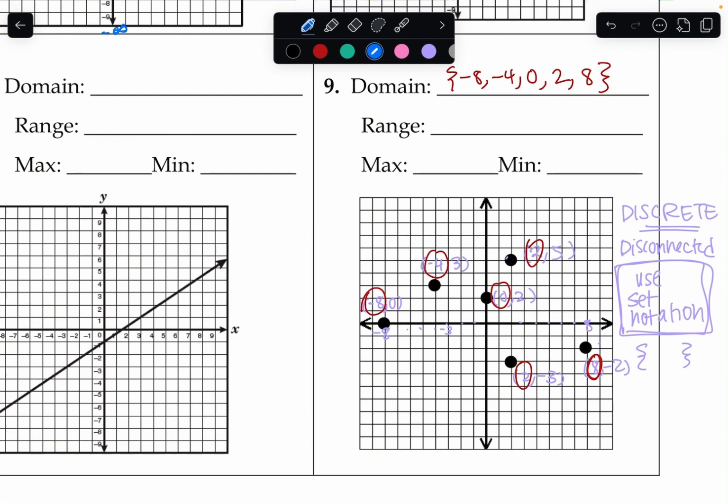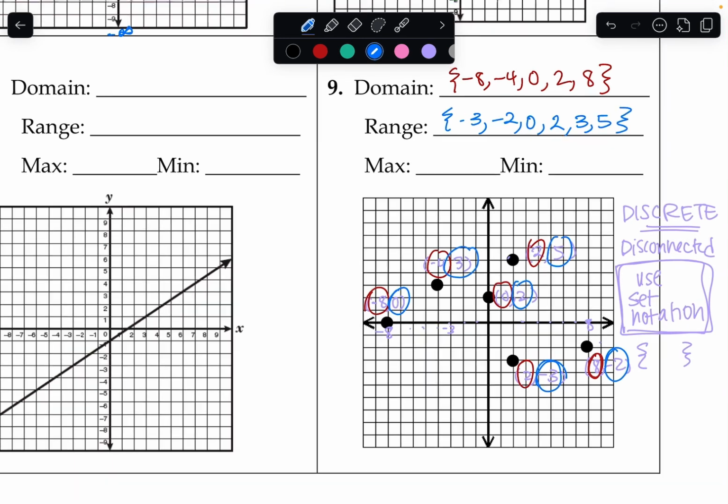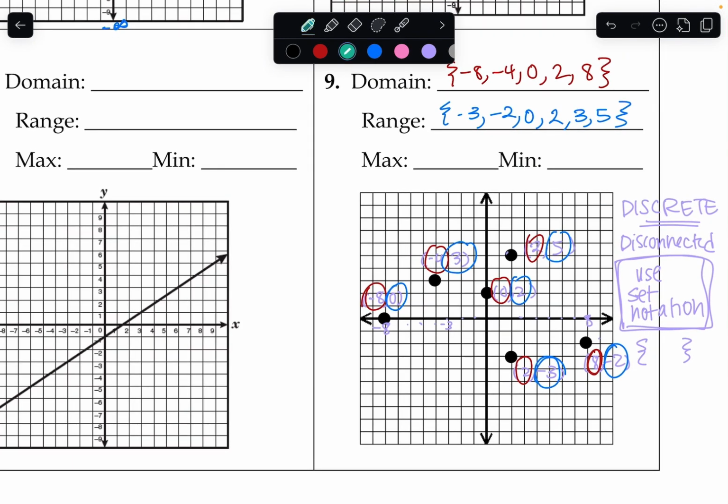And then for our range, scan from bottom to top: -3, -2, 0, 2, 3, 5. So -3, -2, 0, 2, 3, 5. Okay, and so our maximum is the 5. We do have that point there. And then our minimum is -3.